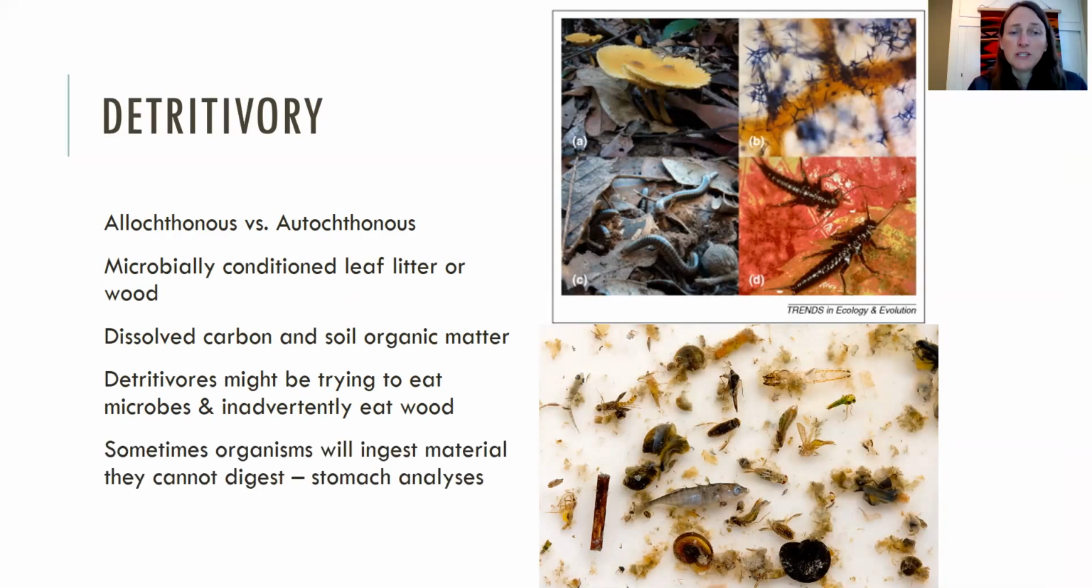Some organisms will ingest a lot of material that they can't digest. So when you're looking at stomach contents, like at the bottom there, you might see a lot of bits and pieces that the organism would just expel without actually digesting, and some things that they might actually digest. So this is one of the reasons that stomach content analysis is really interesting, but it can sometimes give spurious results. And then a lot of omnivores will end up consuming some detritus as part of what they eat.